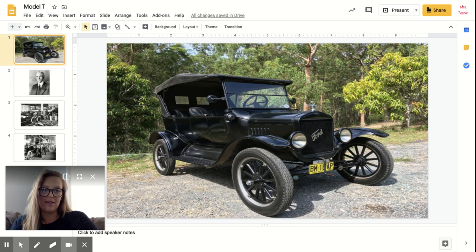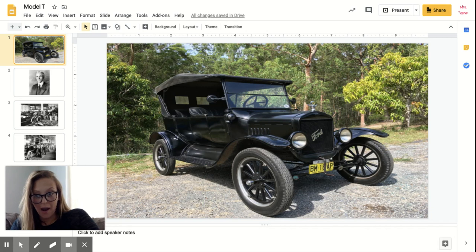Now, another cool fact about this car is the fact that it only came in one color. We're used to having a choice of any color we want really in a car. But back then, because of price, it came in one color and it was black.